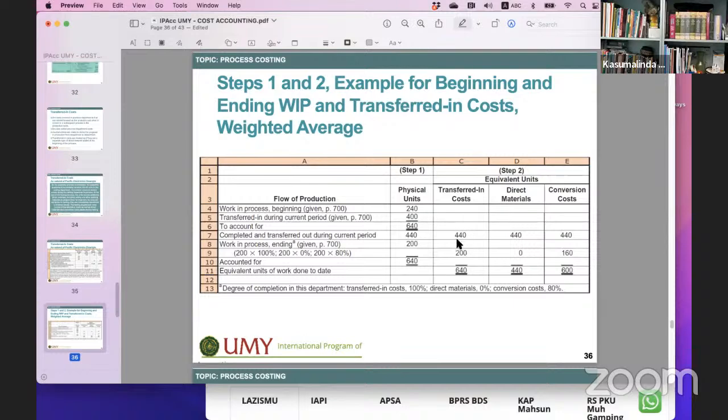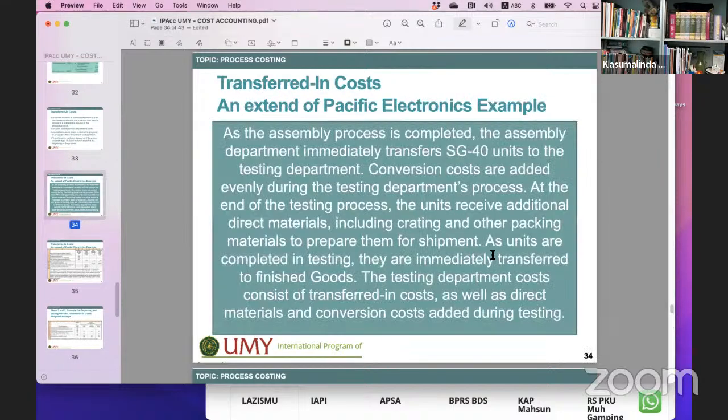Okay, and then when we calculate the equivalent unit, again, we need to know the percentage of completion of each of these. Transfer in, always remember, for transfer in, the percentage of completion is always 100%, because it is added at the beginning, so all cost is added at the beginning, it is 100% complete. Everything has been added, so it is considered completed for the transfer in. For the direct material, it depends, but from the scenario, it has mentioned that the direct material is added at the end of the process. At the end of the process, the unit receives additional direct material. That means the direct material is added at the end.